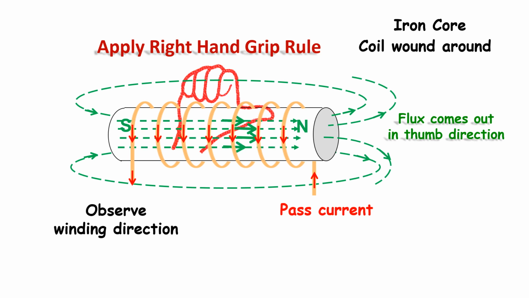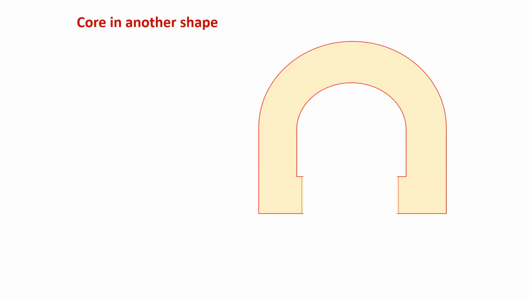Along the core, the magnetic field axis is in the thumb direction. It is now towards right. This core is in the shape of a horseshoe. Let us understand the electromagnetism with the help of this core.